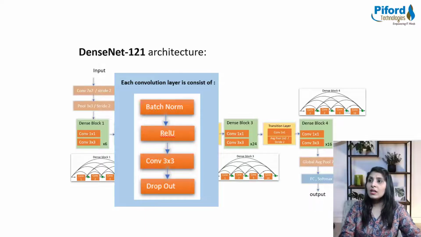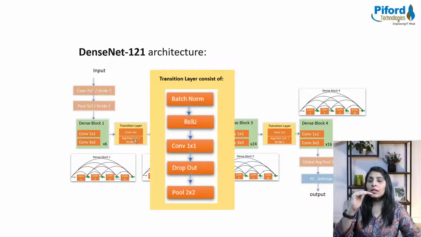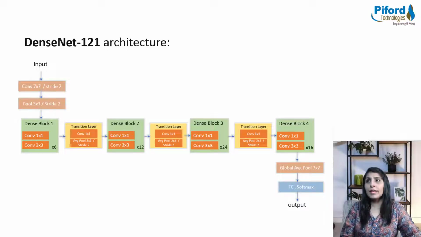Okay, and inside this transition layer, what are we actually using? So we do the batch normalization first, and then we use a ReLU activation function. Then we use this convolutional layer 1 by 1, and after that we use dropout, and then finally we use this average pool layer with filter size 2 by 2 with stride 2. This is exactly the sequence in which things happen in this transition layer. Okay, so guys, this is the architecture of DenseNet 121.